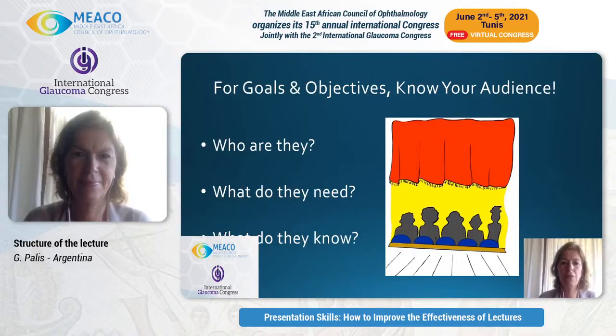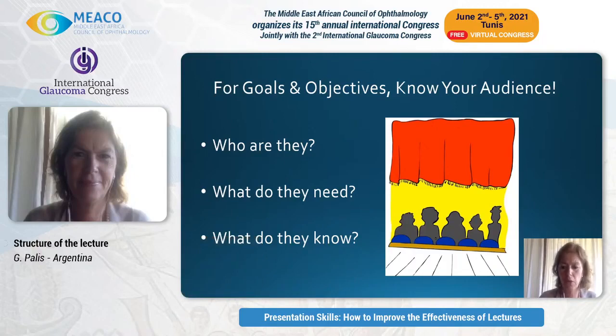For defining your goals and objectives, first of all, you need to know your audience. Who are they? What do they need? What do they already know? It's different to give a lecture to first-year students about uveitis than to third-year residents. Probably they will have different background knowledge, so you need to know your audience to plan accordingly.